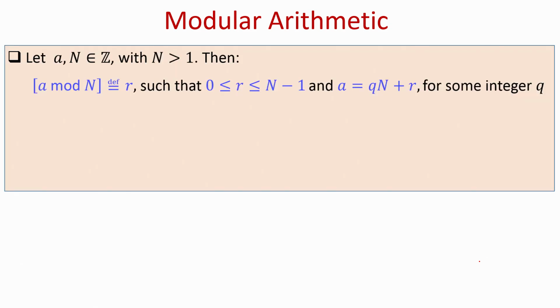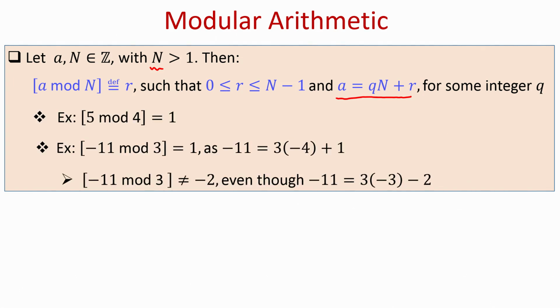So, imagine you are given two integers a and big N belonging to the set of integers Z, and here n is your modulus, where n is greater than 1. Then a mod n is defined to be the remainder r, such that r is in the range 0 to n minus 1, and the relationship a is equal to q times n plus r holds for some integer q. If that is the case, then we say that a modulo n is r. So, for instance, 5 modulo 4 is 1, because if I divide 5 by 4, I get the remainder 1.